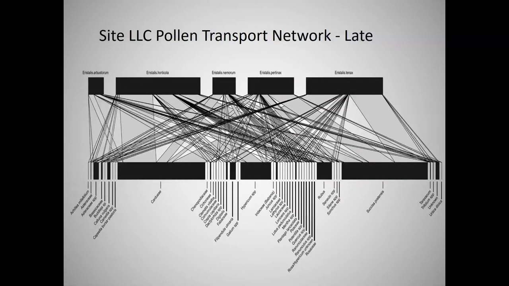Okay, same situation. We've got five species at site LLC that we've got pollen from this time. There's bramble. They're still going for it, but in nowhere near the same amount. Succisa pratensis has expanded here. A lot of Succisa pratensis pollen being moved around. The Carduae here, the thistles and the knapweeds. What else is there? There's Hypericum, the St. John's worts, Filipendula ulmaria, meadowsweet.